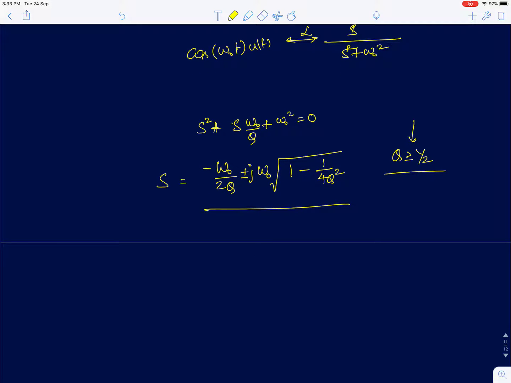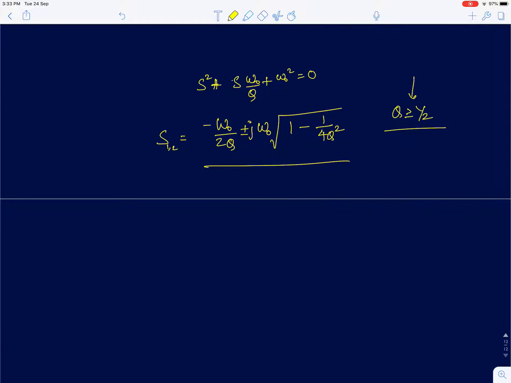So the poles are nothing but s1, 2. These are the two poles of the system. They are complex conjugate poles. Now if you see, both these poles are on the left half of the s-plane because the real part of the poles is negative. So I am going to call this omega naught into root of 1 minus 1 by 4Q square as omega d. So this would be minus omega naught by 2Q plus minus j omega d.